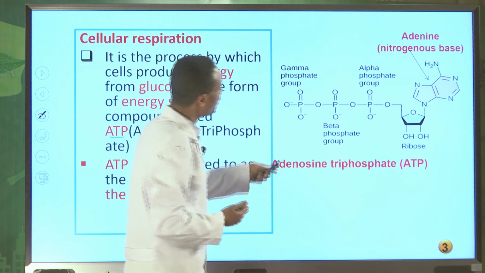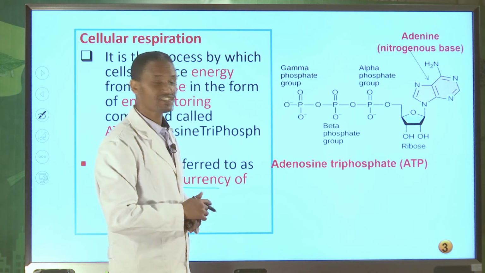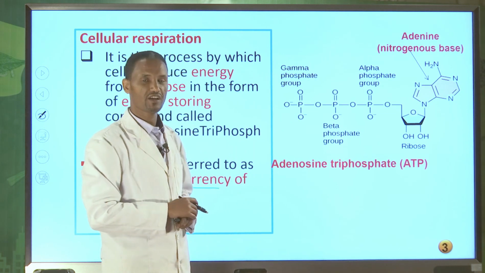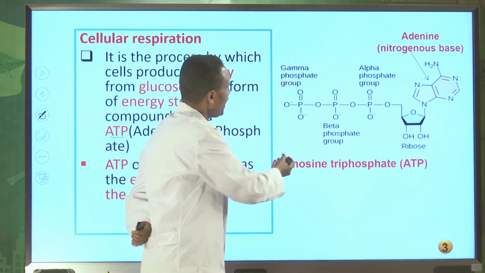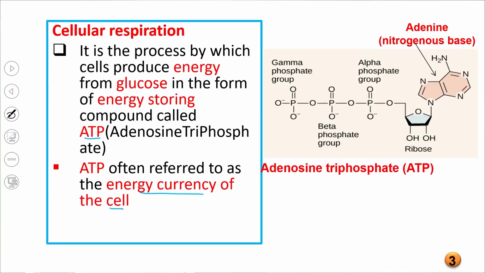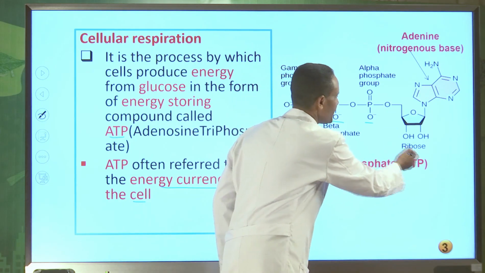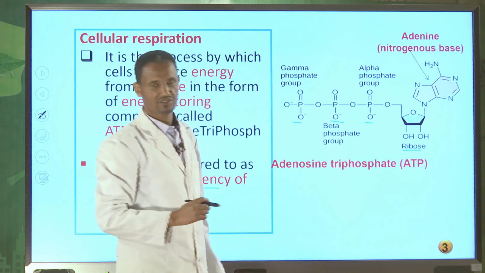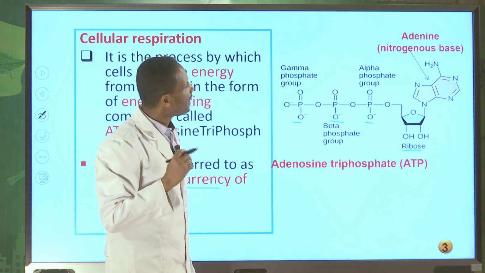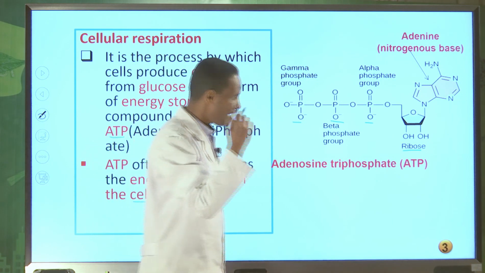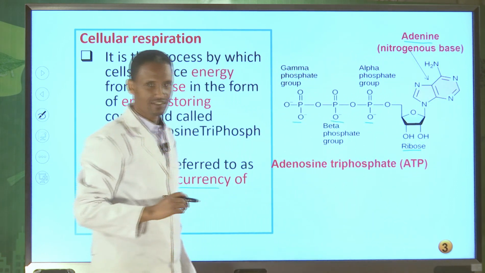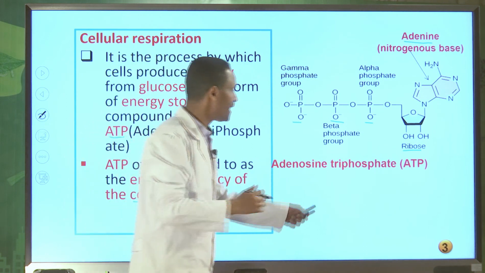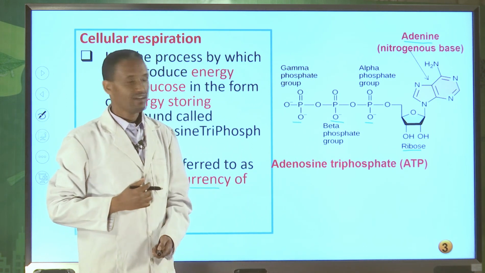Here, if you look at this diagram, this is the structure of ATP or adenosine triphosphate. Adenosine triphosphate or ATP has 3 phosphate groups, and also it has the pentose sugar, which is called ribose. And also in adenosine triphosphate, it contains a nitrogen base. This nitrogen base is called adenine. Therefore, it is called adenosine triphosphate.